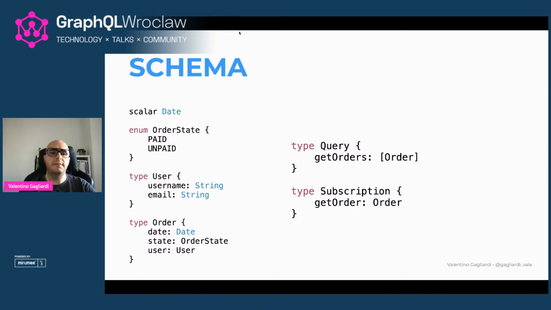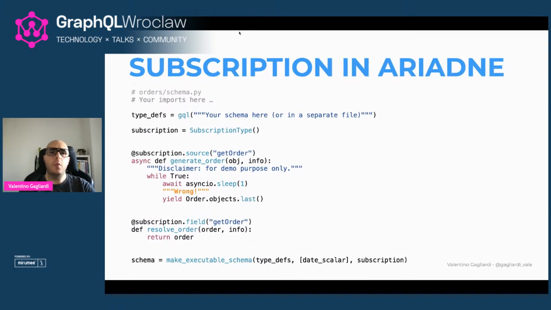And this talk is a tale of my adventure while integrating GraphQL Ariadne subscriptions into Django. With the schema in place, we go where the real meat is. Now, this is the schema.py file from my orders application. I took out the schema for brevity because it wouldn't fit in this slide.